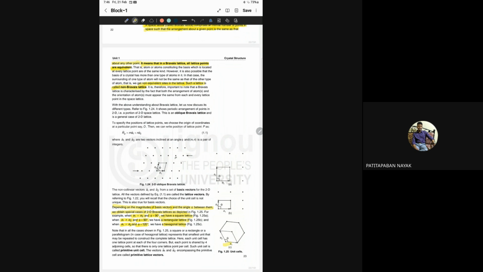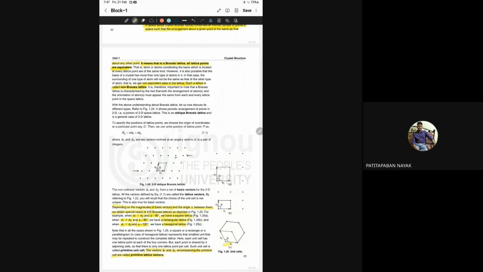In general, it will be called an oblique lattice. Now, the vectors A1 and A2 encompassing the primitive cell are called primitive lattice vectors. What is a primitive cell? What do you mean by primitive cell? That is very much important.